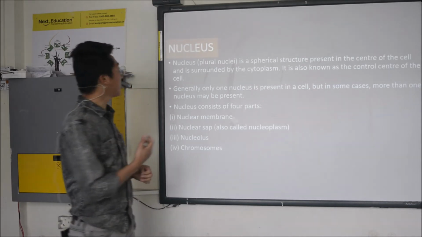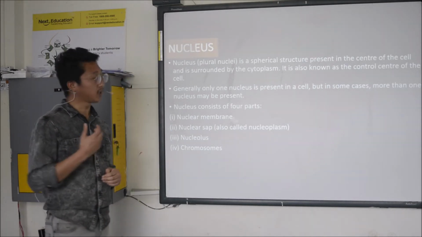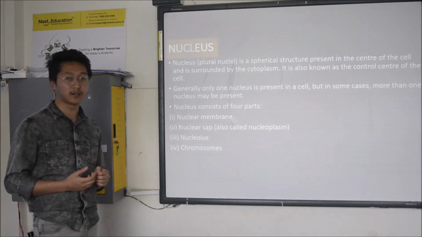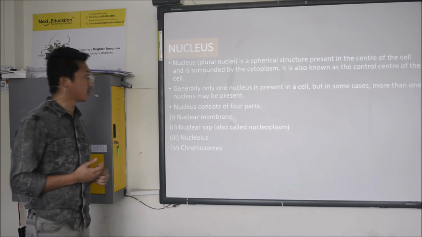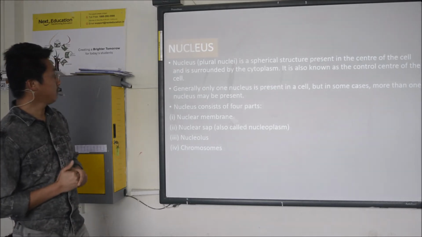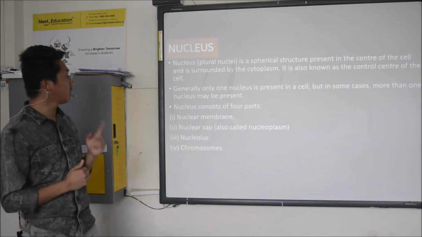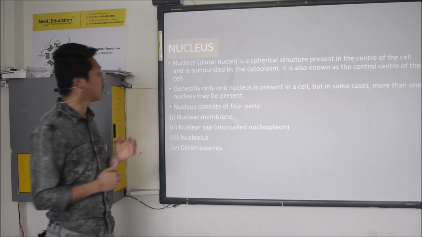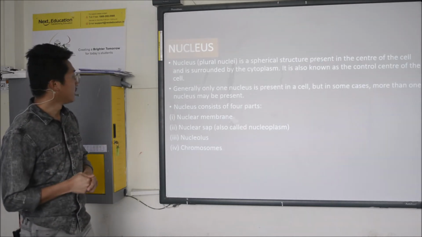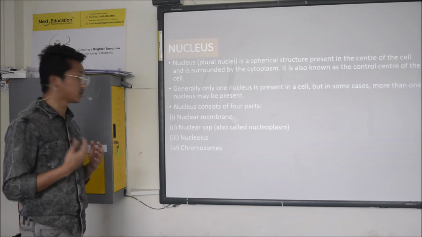The function of the nucleus is that it holds the genetic material, and it helps in the hereditary function of the cell. Generally only one nucleus is present in a cell, but in some cases more than one nucleus may be present. The nucleus consists of four parts.